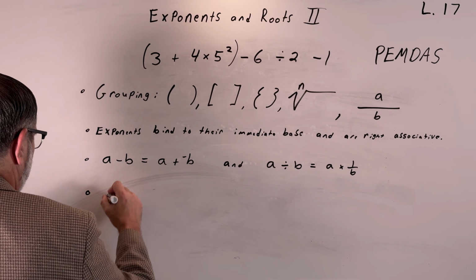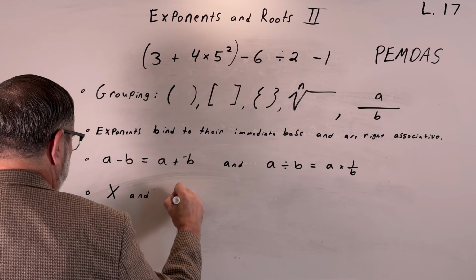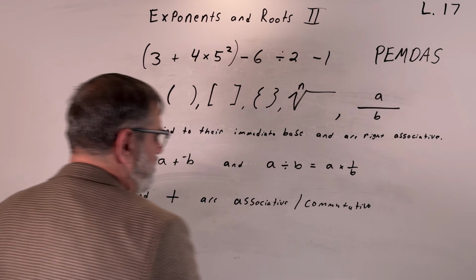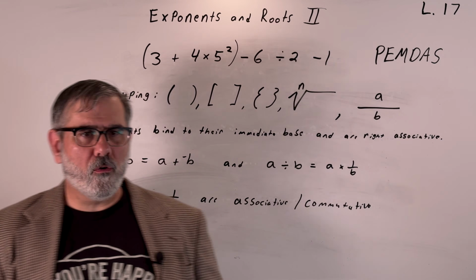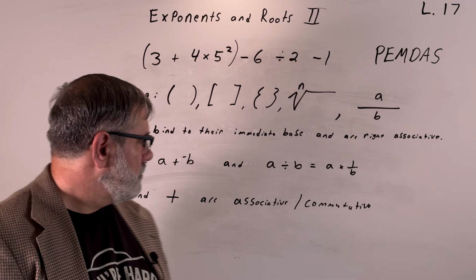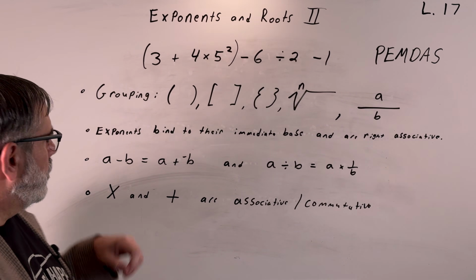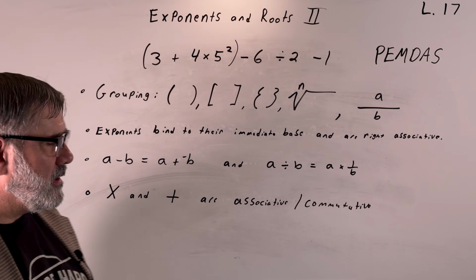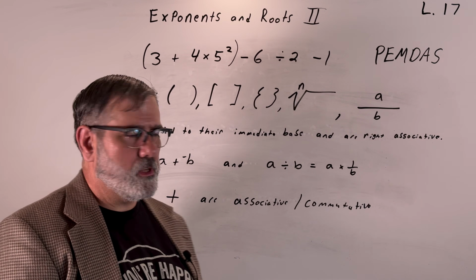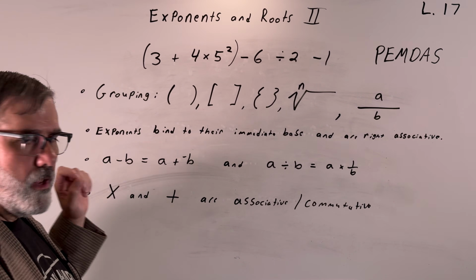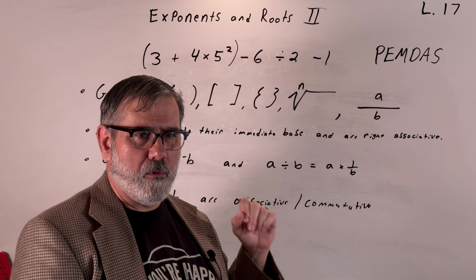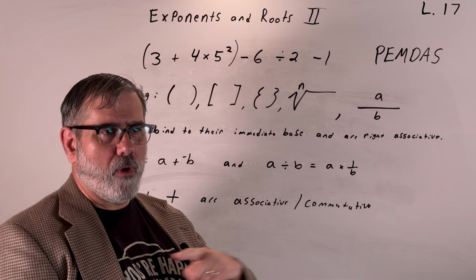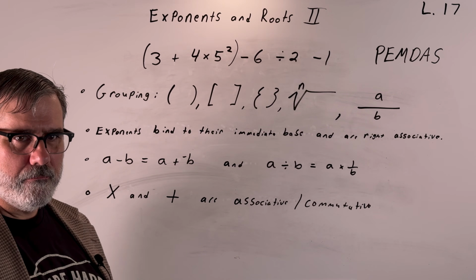And finally, multiplication and addition are associative and commutative. So that basically gets rid of the left to right working order. You can work it in any order that you want, provided that you do these things. You observe the grouping property, you bind the exponents to their immediate base and do so in a right associative manner, and you make all numbers signed numbers and turn all divisions into multiplications. Then whether you work from left to right, right to left, or middle out doesn't matter.